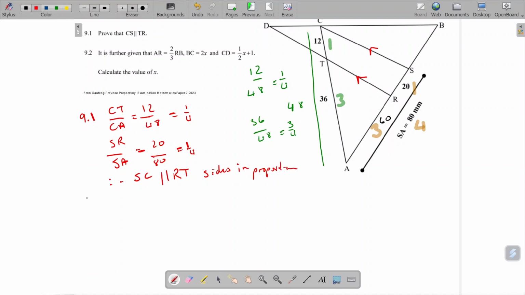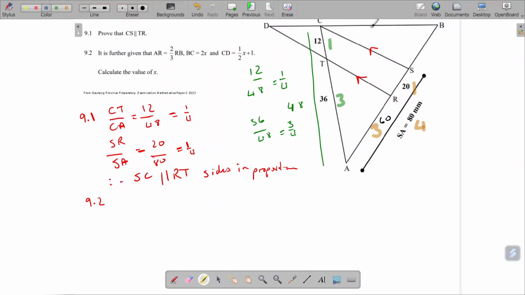So 9.1 is done. 9.2 requires us to now go further. It is further given that AR is 2/3 of RB, and BC is equal to 2x, and CD equals 1/2 x plus 1. They seem to be having a bit of fun here with bringing fractions into this question, but we are matric for a reason. We can cope with this. So we know that BC is 2x, and we know that CD is equal to 1/2 x plus 1.